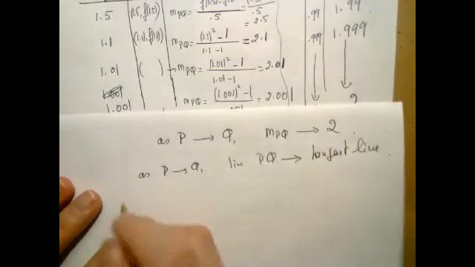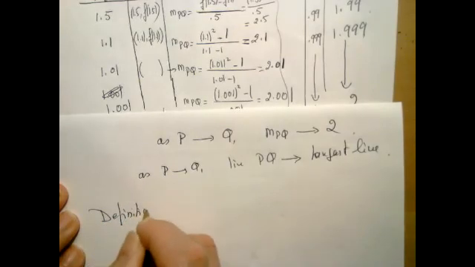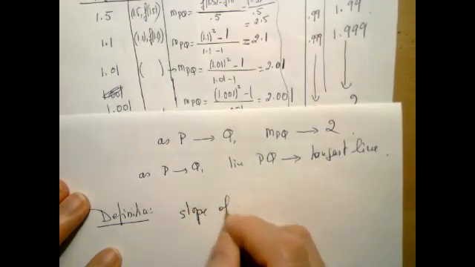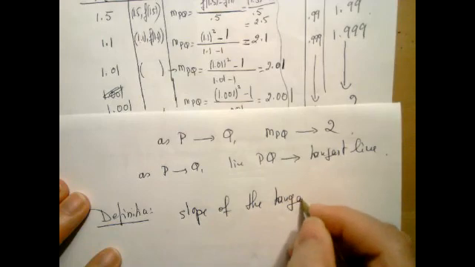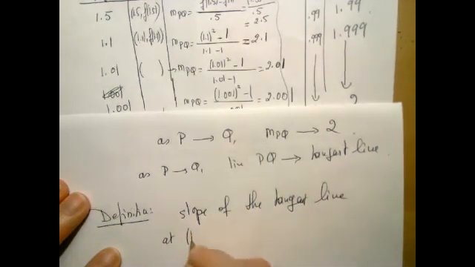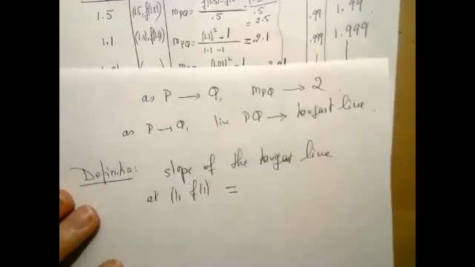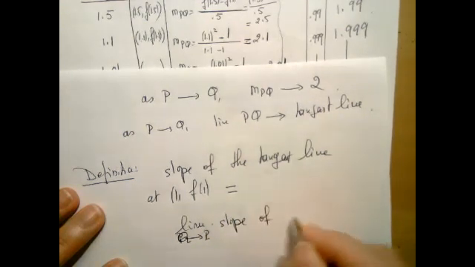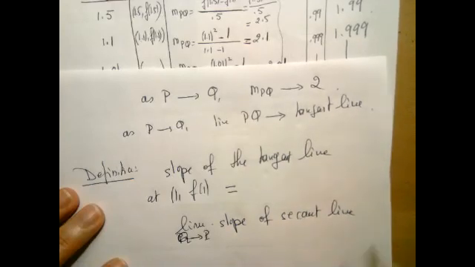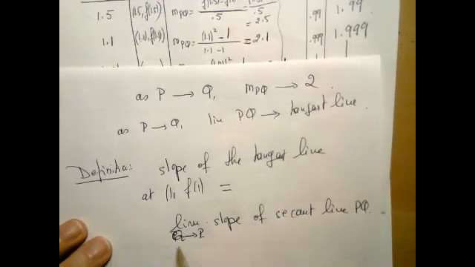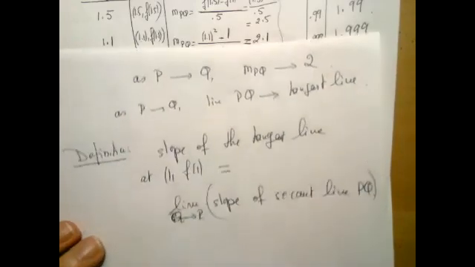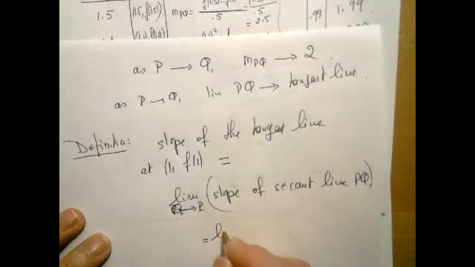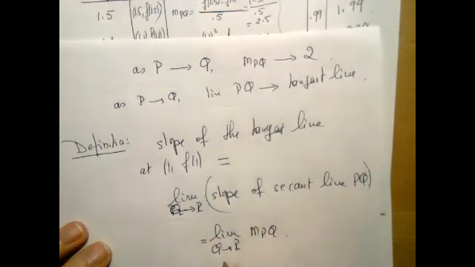So this motivates the following definition. We define the slope of the tangent line at the point (1, f(1)) to be equal to the limit, as Q becomes close to P, of the slope of the secant line. So we compute the slope of the secant line PQ, and we ask ourselves what happens when Q becomes close to P. It's the limit as Q becomes close to P of m of PQ, which in my scenario here is equal to 2.